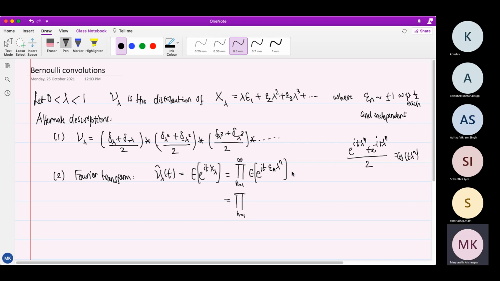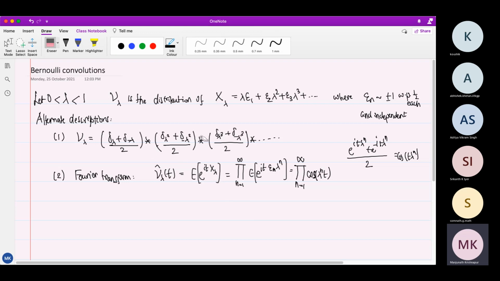Now let me just write it here. The product n equals 1 through infinity of cosine of lambda to the power n t. Okay, so this is the Fourier transform. So this infinite product converges. Strictly speaking, I shouldn't write it like this, but take limits.